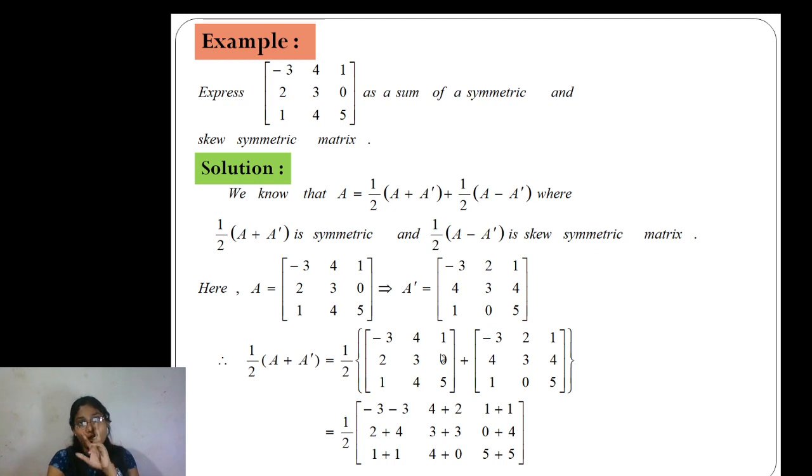দুটো ম্যাট্রিক্সের অ্যাডিশন সেটা আমরা আগের ক্লাসে জেনেছি। করেসপন্ডিং এলিমেন্টগুলোর আমরা অ্যাডিশন করব: minus 3 plus 4, 2, 1 plus 1, 2 plus 4, 3 plus 3, 0 plus 4, দেখো 1 plus 1, 4 plus 0, 5 plus 5। ওকে, নেক্সট কত হবে: minus 6, 6, 2, 6, 6, 4, 2, 4, 10.